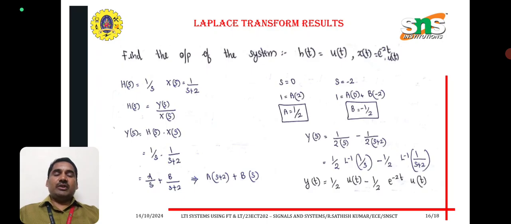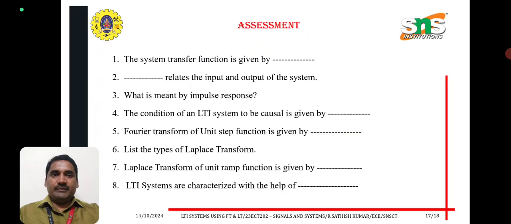This is equal to a divided by s plus b divided by s plus 2. At s is equal to 0, we get 1 by 2. At s is equal to minus 2, we get minus 1 by 2. Therefore, y of s is equal to 1 by 2 into s minus 1 by 2 into s plus 2. While applying the inverse Laplace transform of the above function, we get y of t is equal to 1 by 2 into u of t minus 1 by 2 into e power minus 2t into u of t.